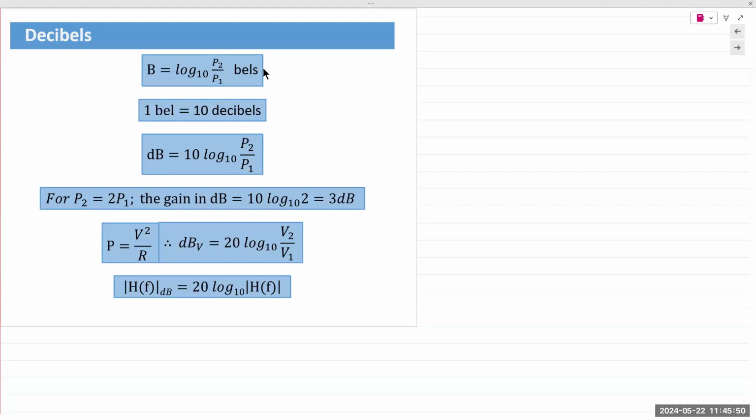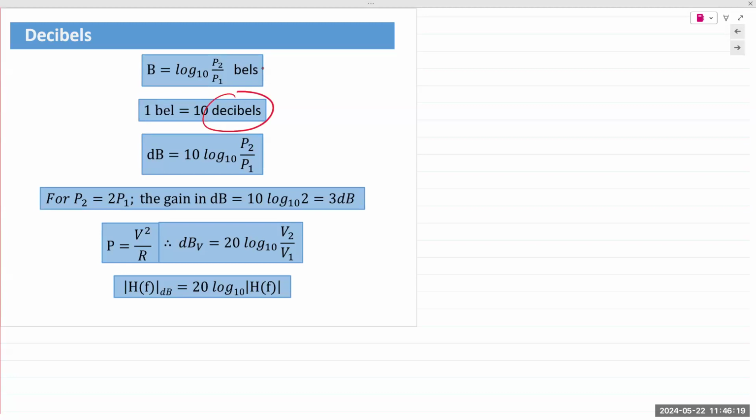Named after... to make it an even smaller unit, they took 10 parts. Remember the unit prefix table from chapter 1: deci, centi, milli. Deci is 1/10. Centi is 1/100. Milli is 1/1000.